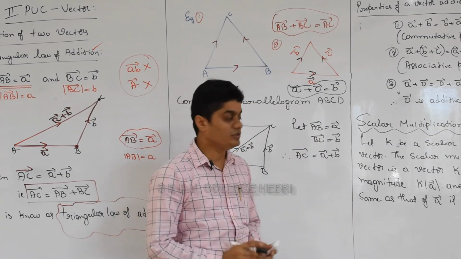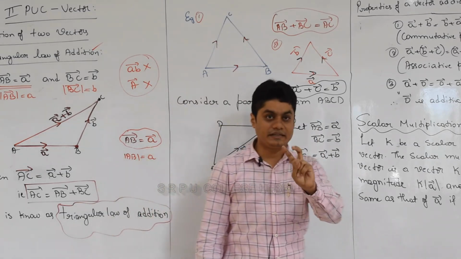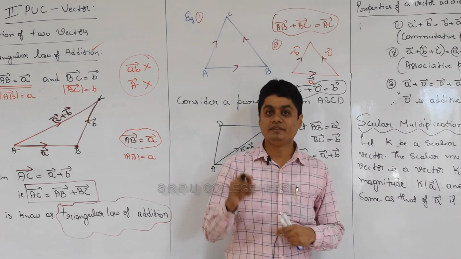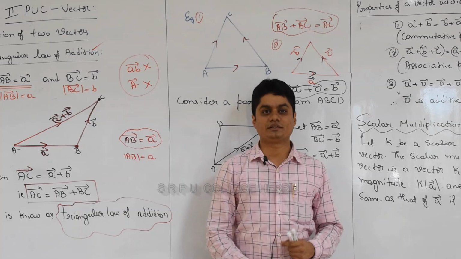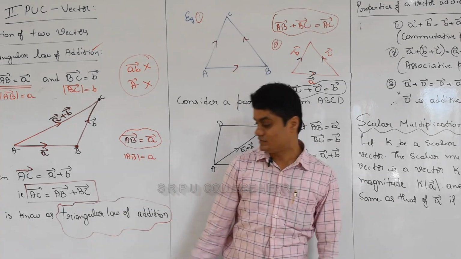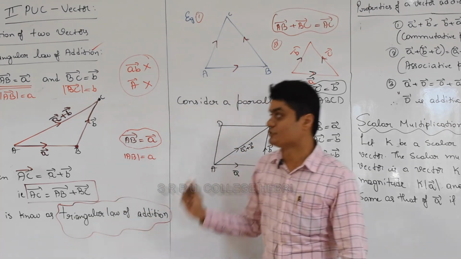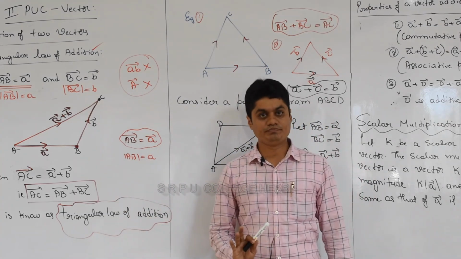So I hope you understood. Pick the two same-sided vectors, and the third one, which is opposite to the two given vectors, will always represent the sum of the two vectors, and this concept is known as the triangular law of addition. And this law is used to add two vectors.